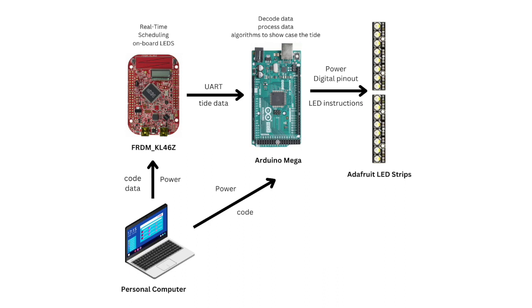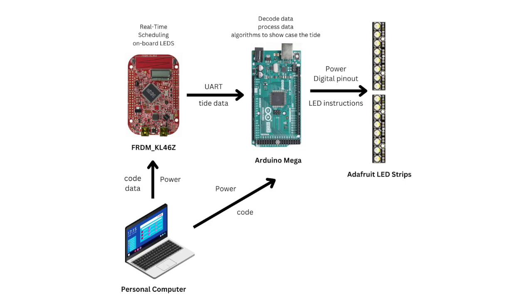First, we'll go over a block diagram of our project. The first thing we'll do is to connect our personal computer with the FRDM board and the Arduino board. This provides power, code, and data to both boards. On the FRDM KL46Z board, it will do mainly two things, which is real-time scheduling and then UART. The UART will be from UART port 0, and then it sends a tuple of TIDE data.